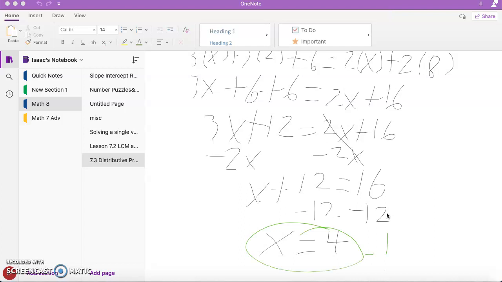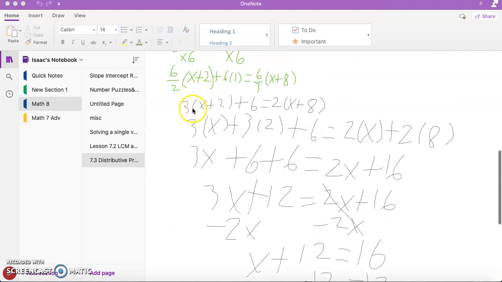Then I'm done. Unless I want to be super sure, in which case I'm going to go back to my original equation, substitute 4 for x, because that was what I found, and make sure that both sides come out equal. If I replaced x with 4, I'd get 3 times 4 plus 2 is 6. So 3 times 6 is 18, plus 6 is 24. And on the right, I'd get 2 times 4 plus 8 is 12. 12 times 2 is 24, so I'd get 24 equals 24, so I'd know that I was right.